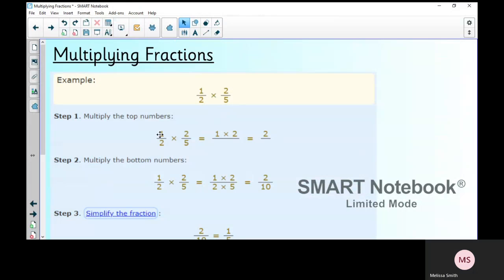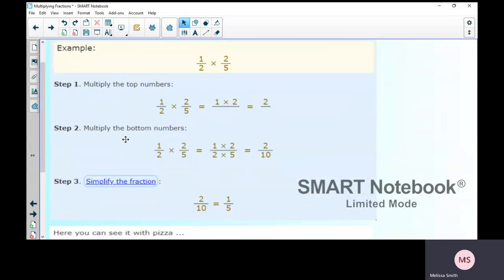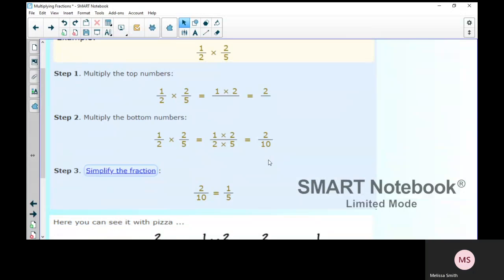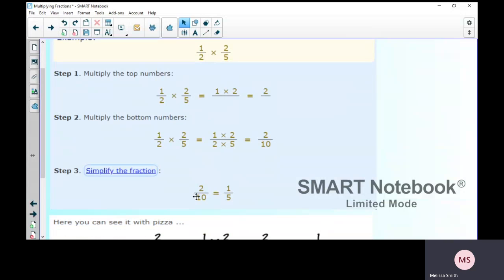Step 1, you multiply the numerators together. 1 times 2 is 2. Step 2, you multiply the denominators together. 2 times 5 is 10. So 1/2 times 2/5 is 2/10, which you can see here we have simplified to 1/5. So multiplying fractions, it's very simple. You multiply the numerators, you multiply the denominators, and then you simplify the fraction if that's possible.